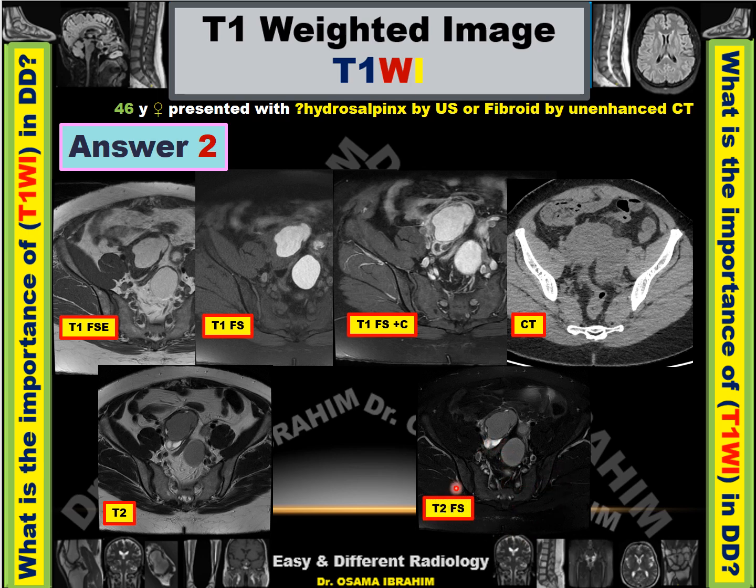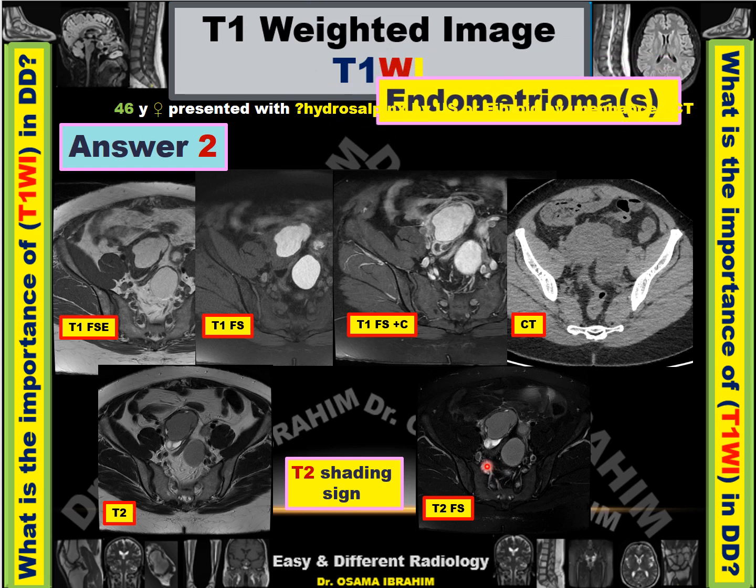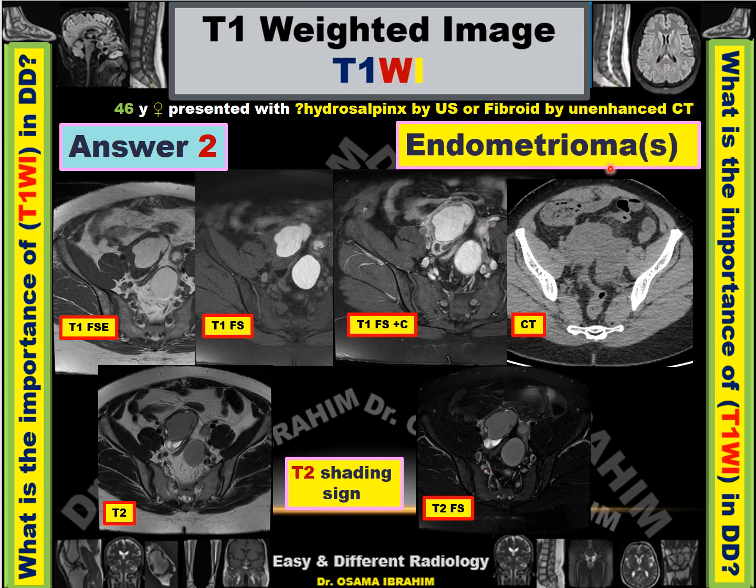However, the subcutaneous fat appears suppressed, not like the previous T2 spin echo. This is T2 spin echo also, but with fat suppression. What about the lesion? The lesion still has the same intermediate signal in the T2, and this signal is called the T2 shading sign. So we are presented with a lesion that has high T1 signal, not suppressed, so not containing fat, and has T2 shading sign, and this helps in the diagnosis of endometriomas.